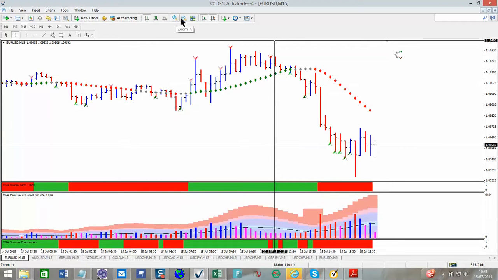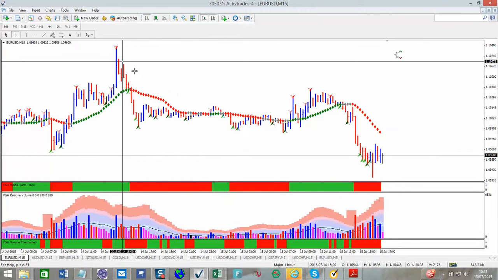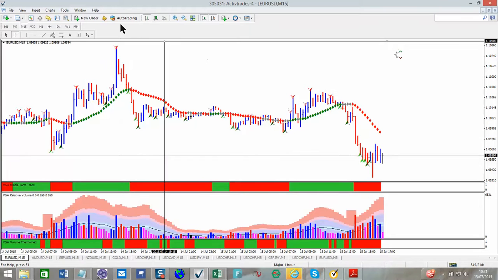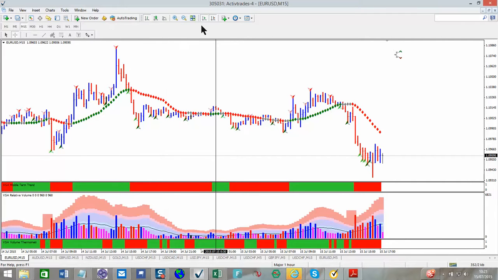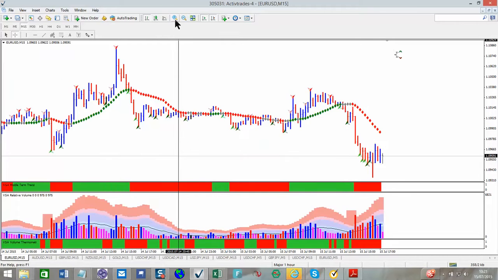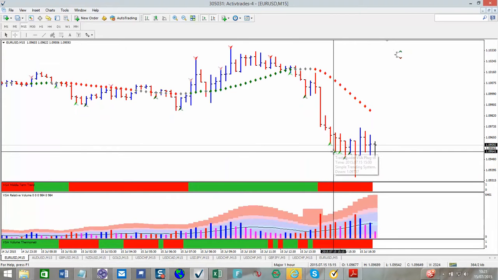It's against the trend because we're in a downtrend. But is this a reversal? We don't know at this stage. We're going to have to watch the charts to see if it gives us an entry to go along.